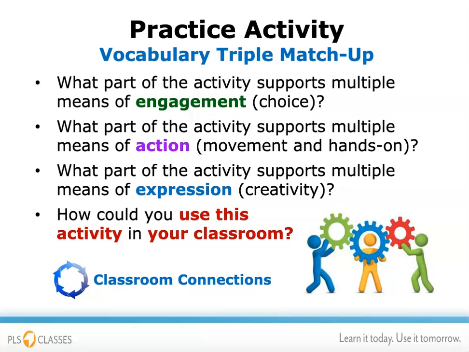Please locate page 124, Classroom Connections, to debrief and record relevant ideas for vocabulary triple matchup. How did this activity provide multiple means of engagement, action, or expression? Engagement. Were you allowed to develop whatever triple matchup vocabulary you wanted? Action. Were you able to make the slides, shuffle them, and find pictures? Expression. Could you draw a picture or find your own?